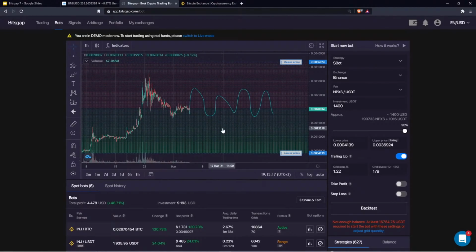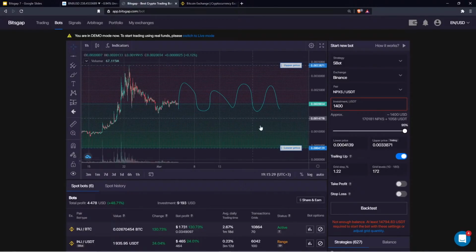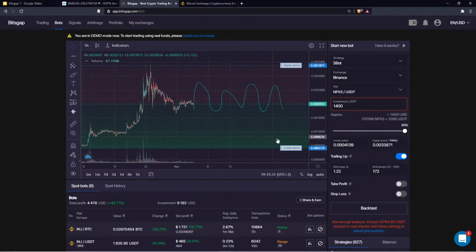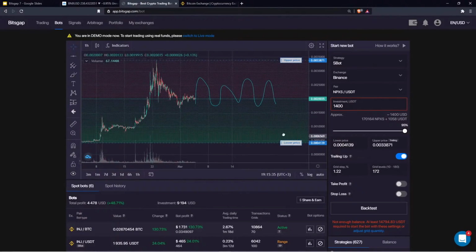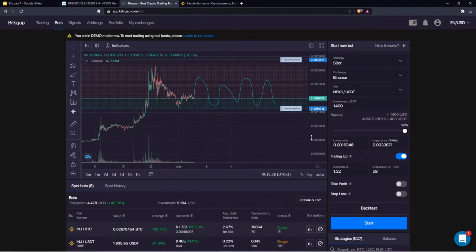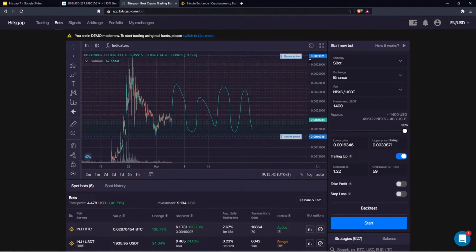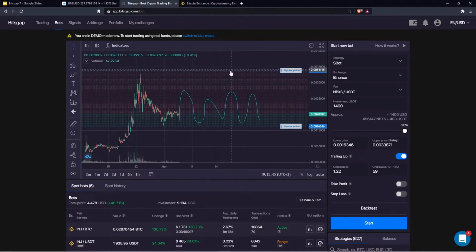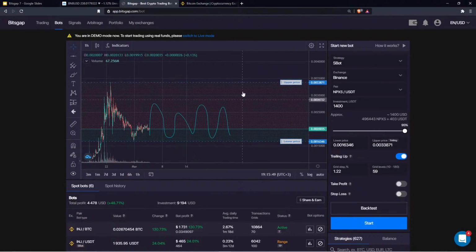So as a rule of thumb, you can stick with your upper price, which corresponds to, let's say, the resistance line, and you can have your lower price exactly at the price level where you see the closest support line. Okay, so here it is. So this can be a possible trading range.